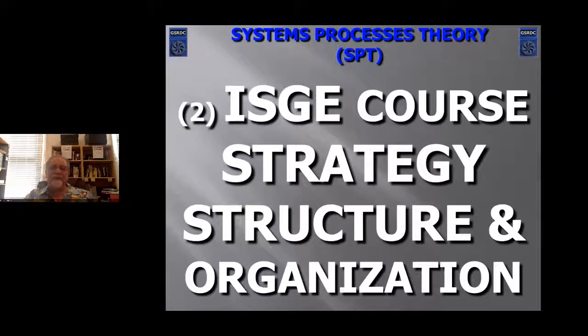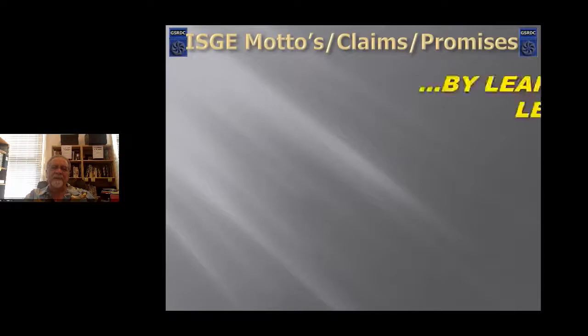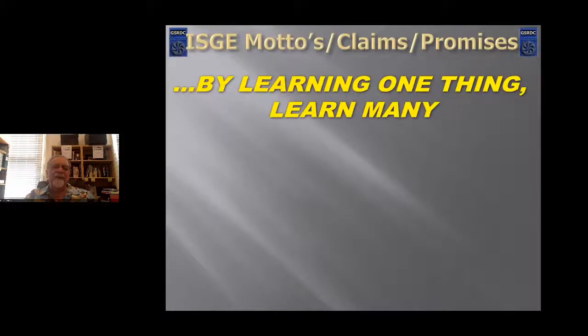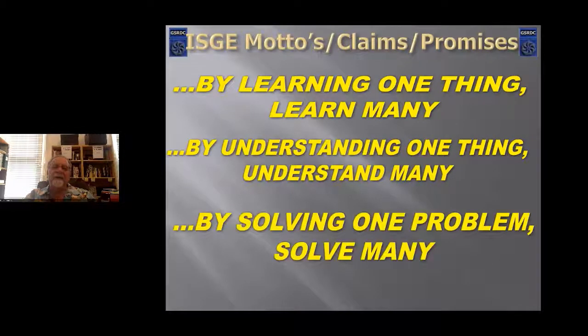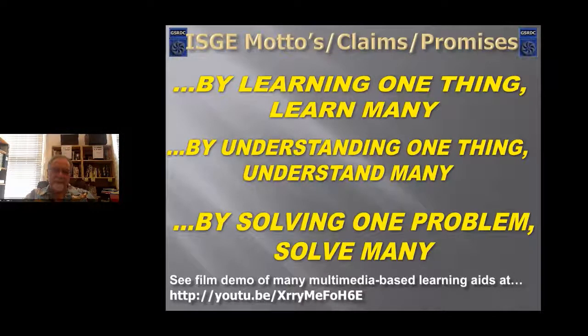Now let's look at the course strategy and structure. By learning one thing, learn many. Because you're learning about a system, and there are many instances of systems in the universe and in the world of man and of nature. And so by learning one thing, learn many. By understanding one thing, understand many. By solving one problem, solve many. And so we've built that into the courseware.